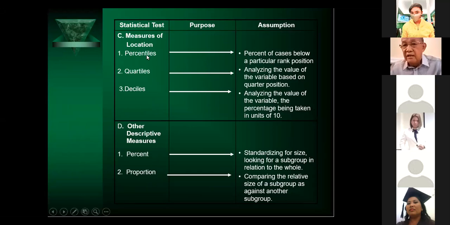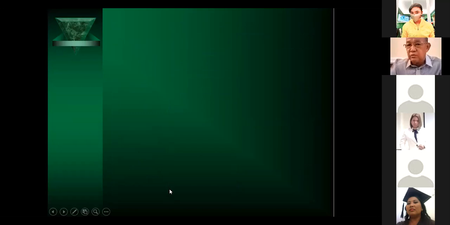For example, percentile is used when you want to describe the percent of cases below a particular rank position. So I have indicated when you use each of the following statistical tests. I will not explain each one of them. I may be short of time in finishing my assignment.